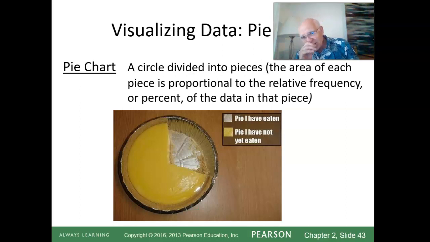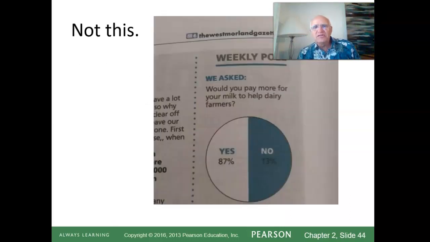Okay, we're going to also look at the pie chart. This is as literal a pie chart as you would see. You've got a full pie there, and of course you see the part that's been eaten, the part that hasn't. But this is the same idea. You take the whole and you divide it up into groups, the relative percentage in each group that has appeared.